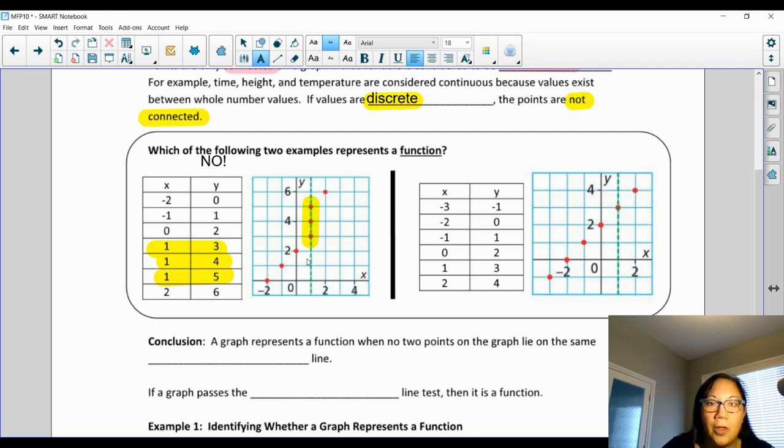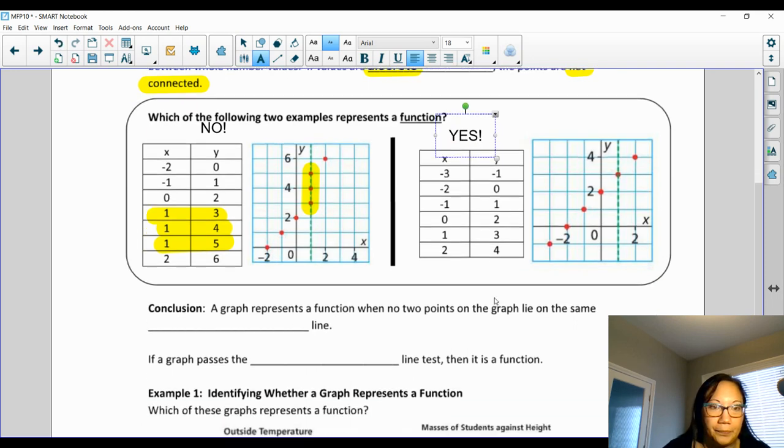Now over here, there's no place where we have the same x coordinate going to more than one y coordinate. In other words, we don't have the same input going to more than one output. And so this one is actually, yes, a function.